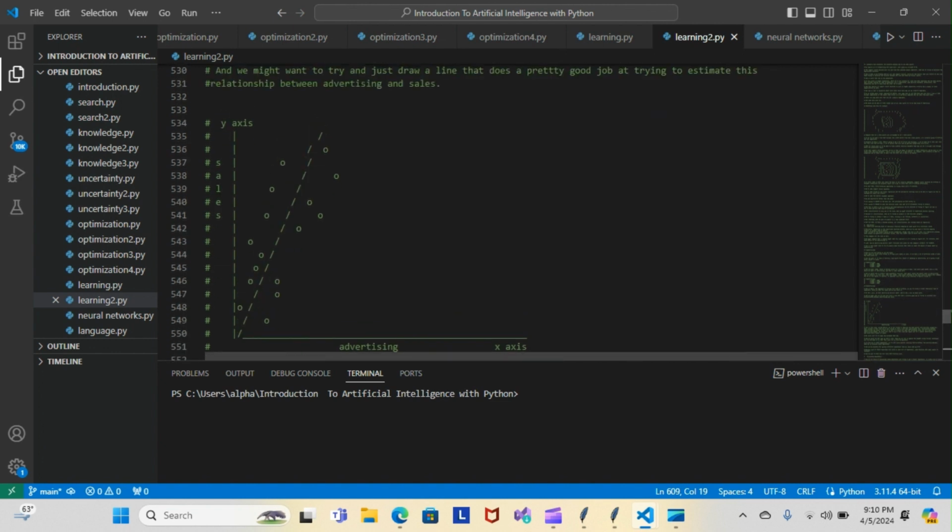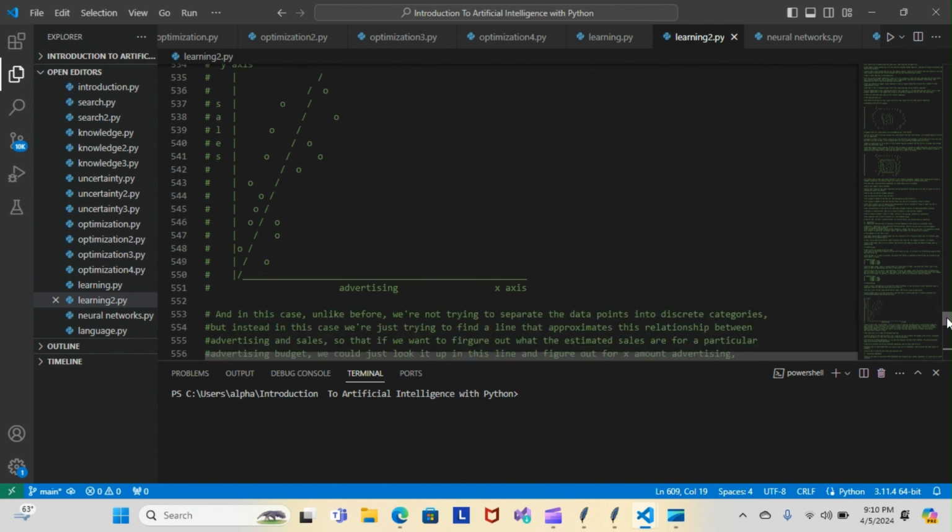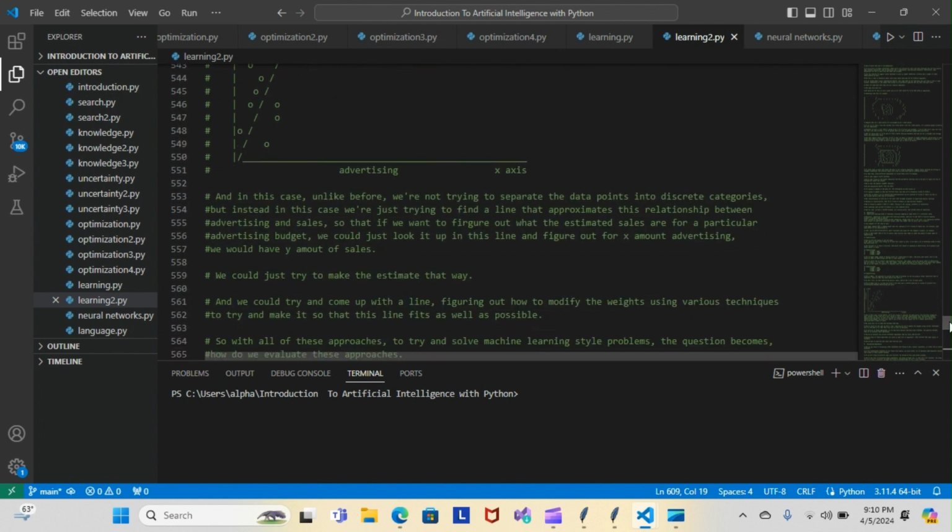And this is our plot here. You can see we have our y-axis sales, we have our x-axis advertising dollars spent, and then we have our line here separating the sales from the advertising dollars spent. And in this case, unlike before, we're not trying to separate the data points into discrete categories, but instead, we're just trying to find a line that approximates this relationship between advertising and sales. So that if we want to figure out what the estimated sales are for a particular advertising budget, we can just look it up in this line and figure out for X amount advertising, we would have Y amount of sales. And we could just try to make the estimate that way.